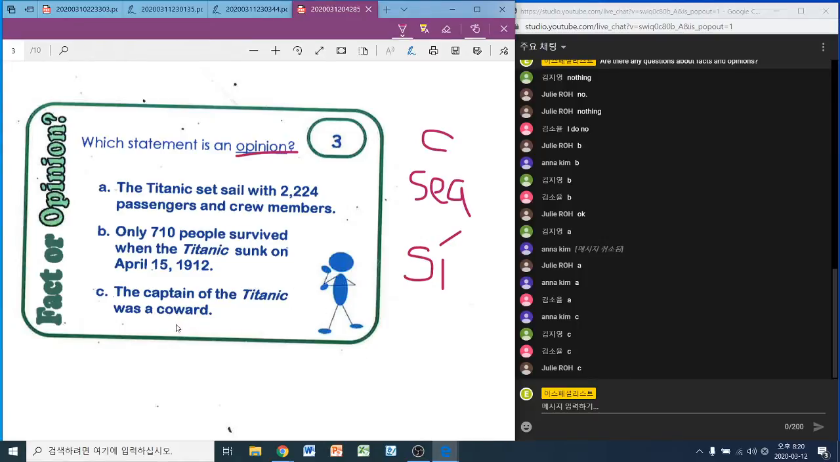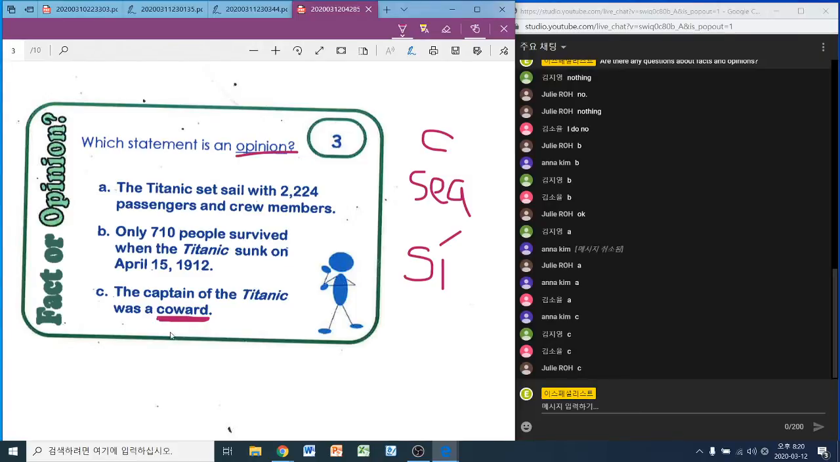Okay. Now, good. The captain of the Titanic was a coward. I should have defined this for you. Maybe you guys know what this means. Probably some of you. Coward is somebody who is easily scared. Somebody who gets scared, right?